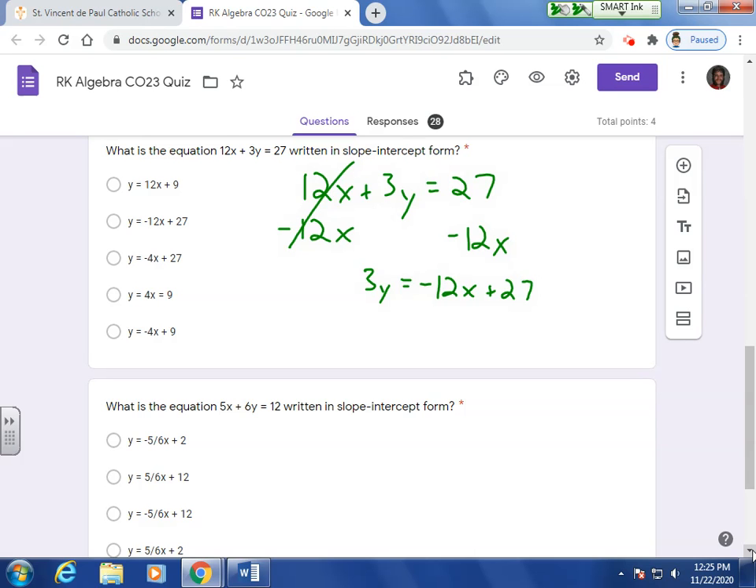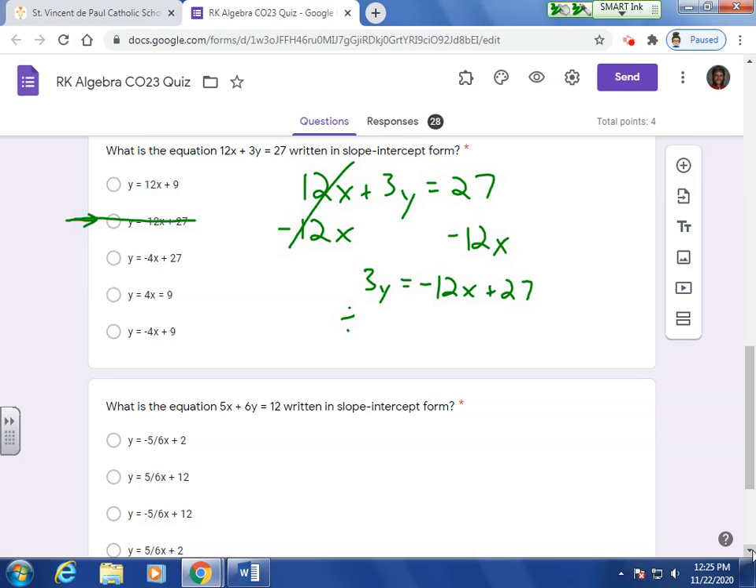Then to get y by itself, and this was one of the answer choices here. If you selected option B, or the second option here, you forgot to divide by the coefficient of y, which is step 2 of this process that we are reviewing today. Okay, so this is not the correct answer because we're not done yet. We haven't divided by 3.